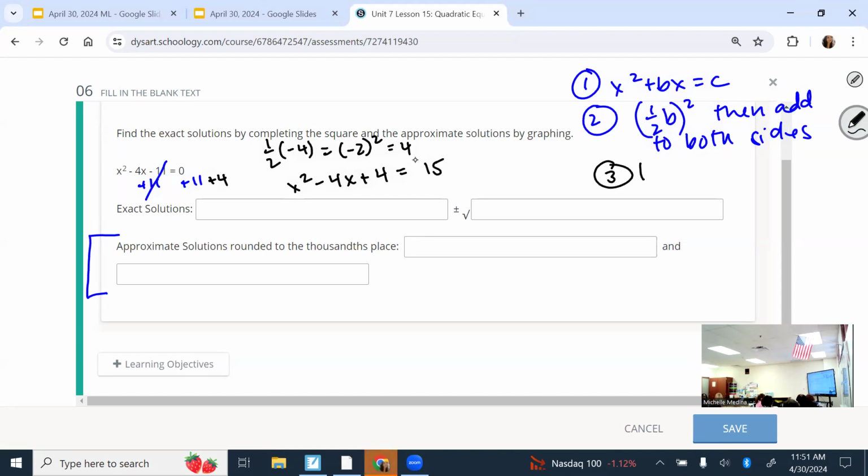Step 3 is to factor that perfect square trinomial. So what multiplies to 4 and adds to -4? And it should be that because we want it to be condensed, like we want to be able to write it like this.